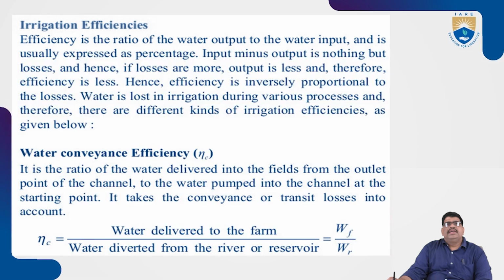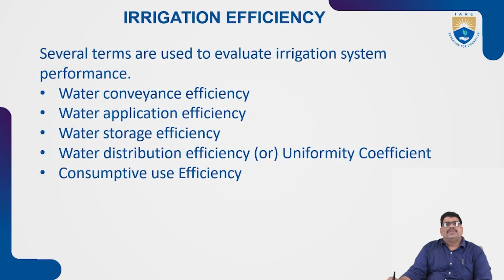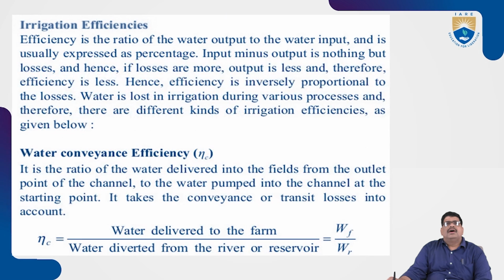Next one is irrigation efficiencies. Let us see the discussion. The efficiency is the ratio of the water output to the water input, and is usually expressed as a percentage. Therefore, the efficiency reflects the loss. Hence the efficiency is inversely proportional to the losses of irrigation water during the various processes, and therefore the different kinds of irrigation efficiencies are given below.